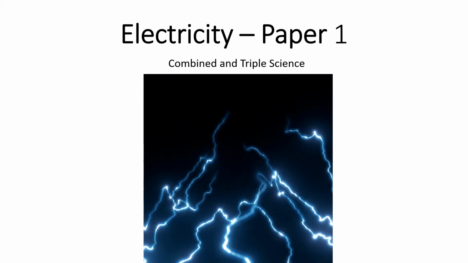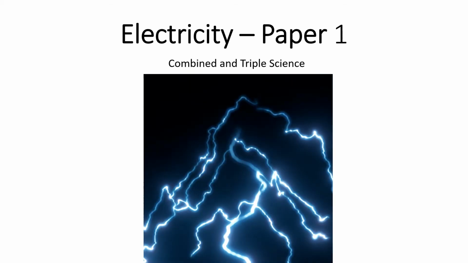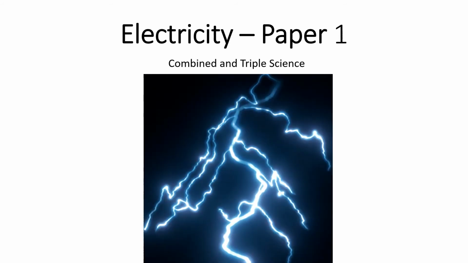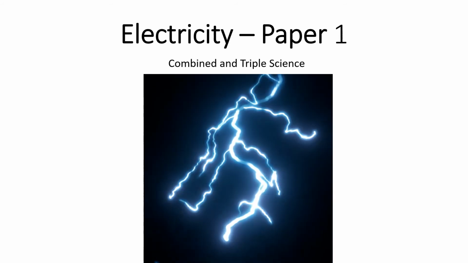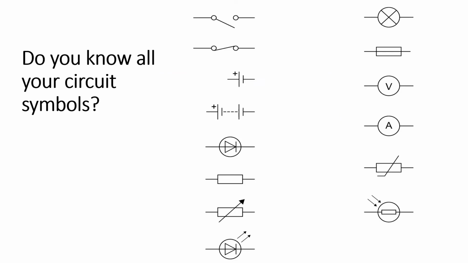This session is about electricity, which is in paper 1, and the work in this covers all the work in combined and triple science. First of all, you need to know your circuit symbols and what each of these devices do. See if you can name them before the answers come up. The first one is an open switch. The next one down is a closed switch.